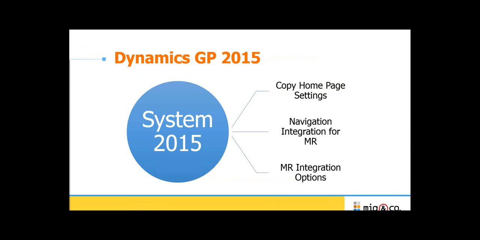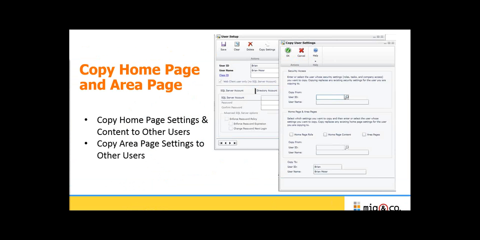So we said that those were copy homepage, navigation integration for Management Reporter, and Management Reporter integration options. So what do those really mean? Well, let's take a look. If we go to the next slide, we will see a screenshot of that copy user settings.